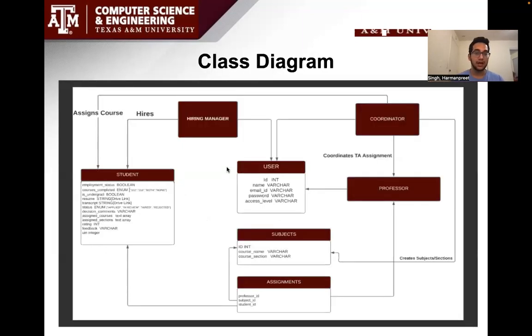Next is the class diagram. So we have four personas and four main classes. Hiring manager, coordinator, and professor will be added to the user class. That's the master class. And we have the subject class where all the subjects will be stored, and a student class where the student data is stored, all the application details. And finally, the assignment, like which student is assigned to which subject, and for that subject, which professor is teaching that course.